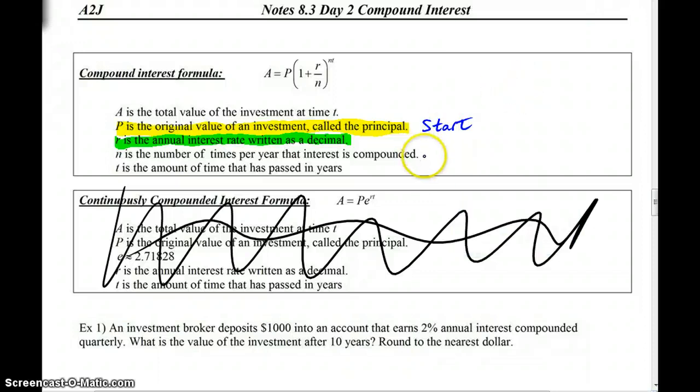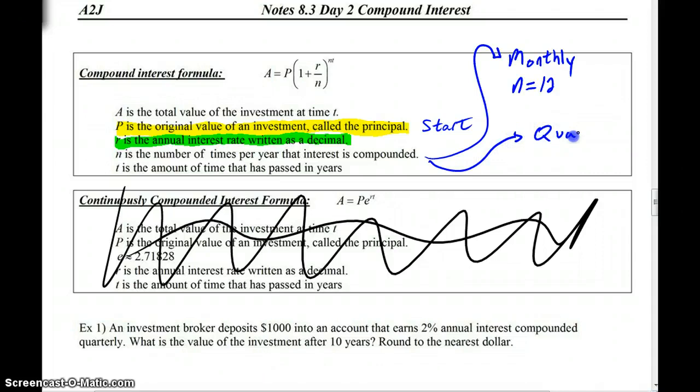Now this is where it can get quite a bit different. If you have monthly compounding, there are 12 months in a year, we would have N equals 12. If you have quarterly, just like there are 4 quarters in a dollar, there are 4 quarters in a basketball game, you would have N equals 4. Interest would be given to you 4 times a year. So you might have a savings account. You would get a statement 4 times a year stating what your new balance is, reporting what interest was given to you. T is the amount of time that has passed in years.